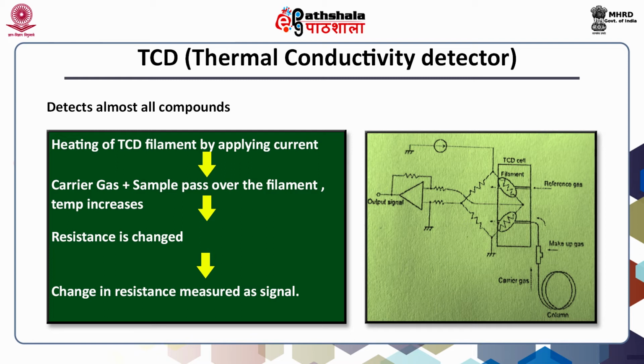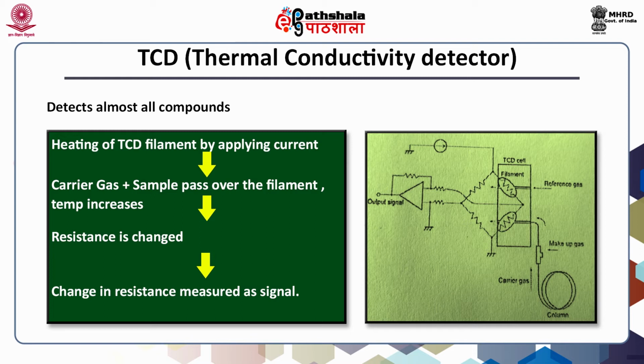When the carrier gas carrying these elements passes through this detector, it absorbs some of the heat, and as a result there is a difference in the heat between these two or three resistances which are used there.